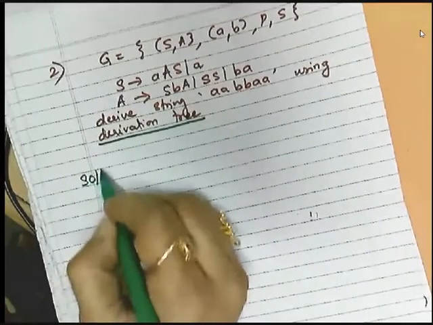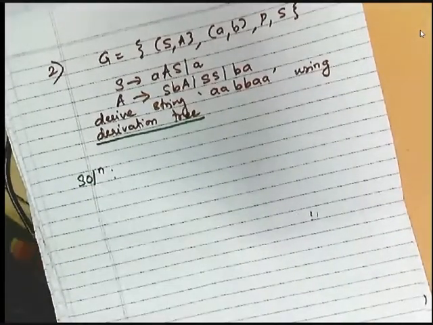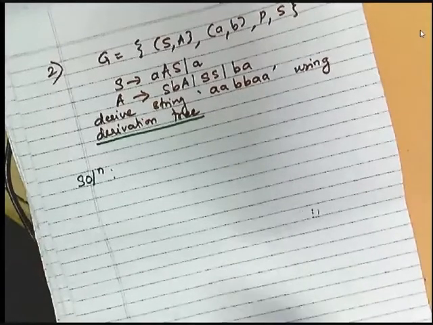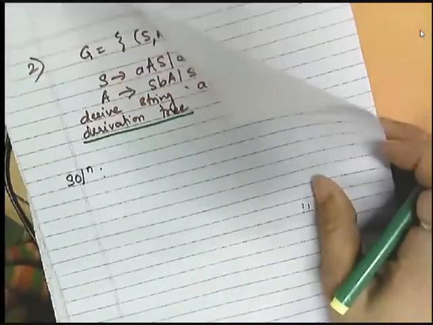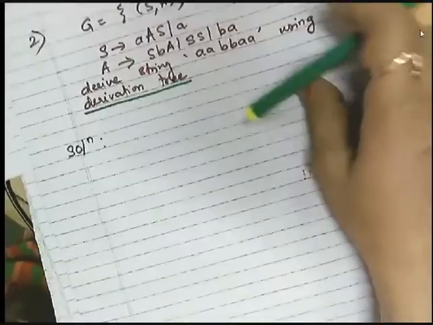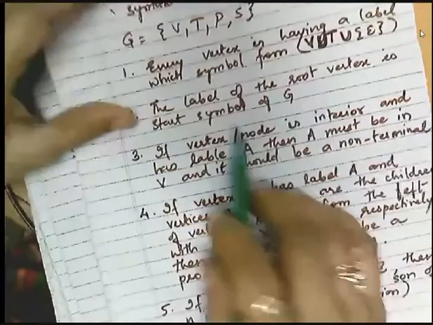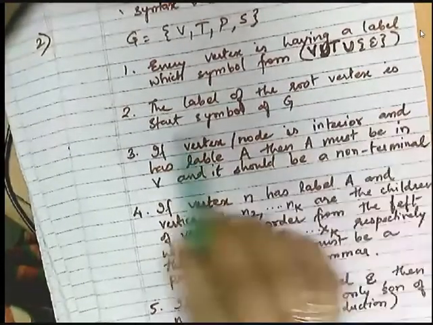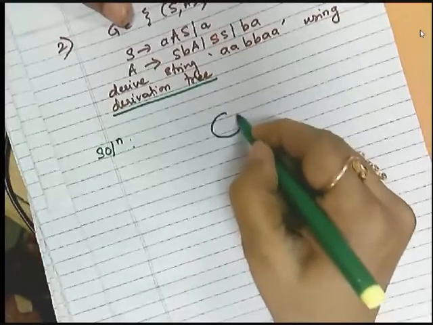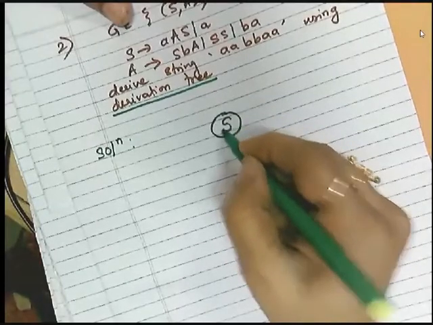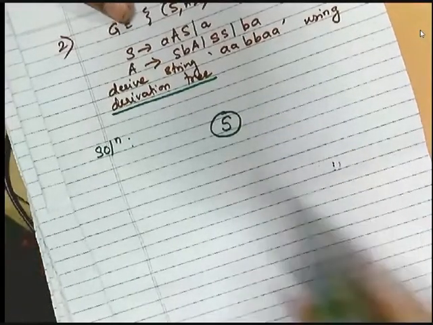So how will we draw a derivation tree for this? What will be the solution? As per what we have just discussed, what will be the root node? Every vertex has a label. Second, the label of the root vertex is the start symbol of G. So our start symbol is S, which will be written inside the vertex. Okay. So this is your root.